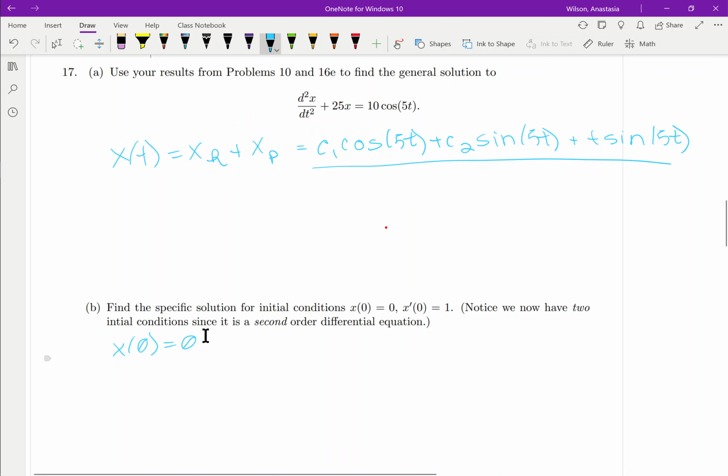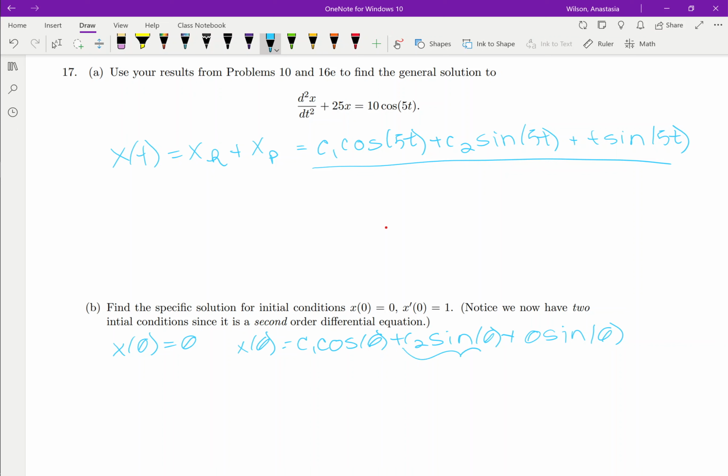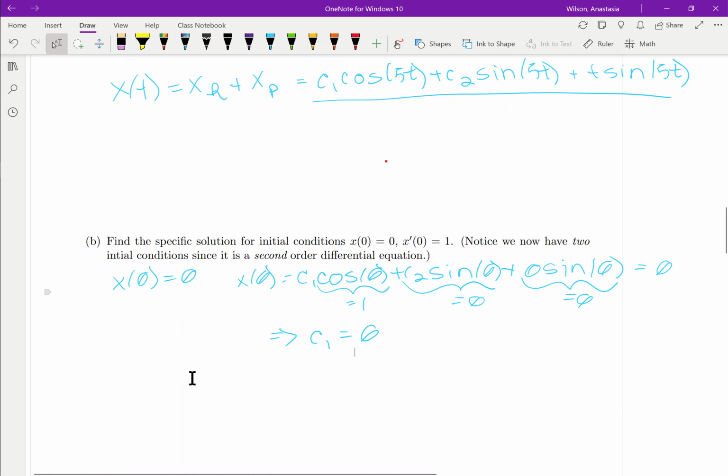Okay, so we have x of 0 equals 0, which means we're going to take 0, plug it in here for t, set it equal to 0, and see what we get. So x of 0 is c1 cosine of 0 plus c2 sine of 0 plus 0 times the sine of 0. So these last two terms equal 0. Cosine of 0 is 1. And x of 0 should equal 0. So this whole thing should equal 0, which ends up giving us just that c1 is 0. That's a whole lot of zeros there. Next, we have the condition x prime of 0 equals 1.